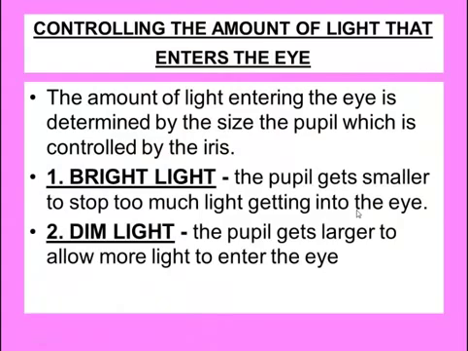So bright light is very damaging for the eye, and to counteract it, in bright light the pupil becomes smaller, and that prevents too much light from getting into the eye. Whereas in dim light, we need to let more light into the eye, otherwise we just won't be able to see very well. And so the pupil gets larger to allow more light to enter.